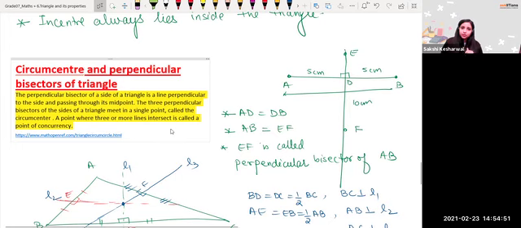Now let's make an obtuse angle triangle. Just see, it is going to lie outside the triangle, right? Now, it says that a circle which passes through all the three vertices is known as what, beta? Circumscribed circle, right? So let's go on with this part, right?